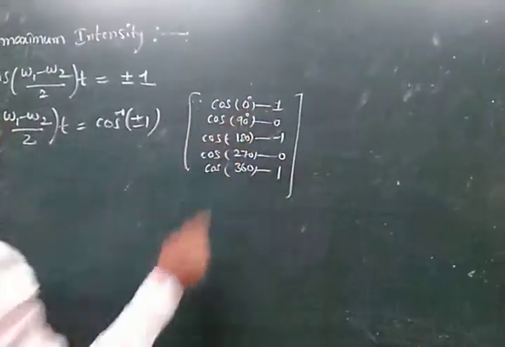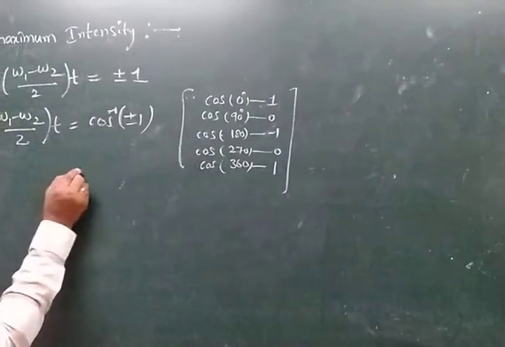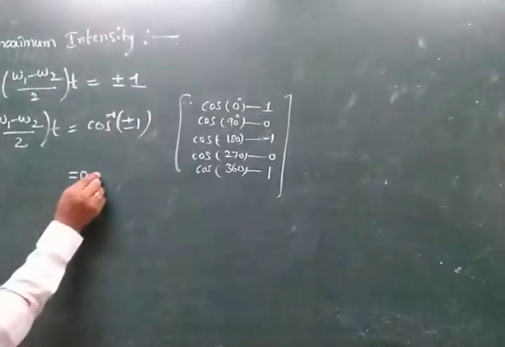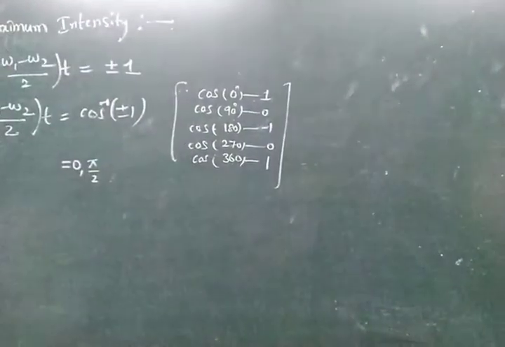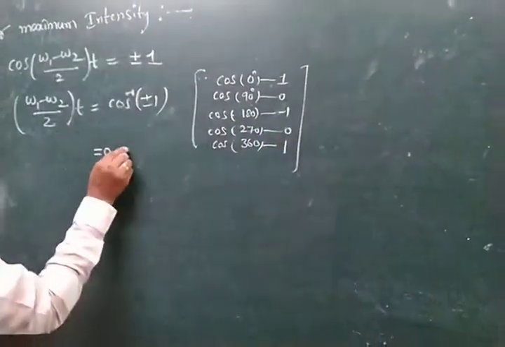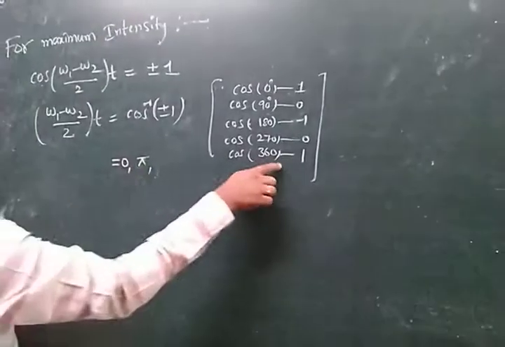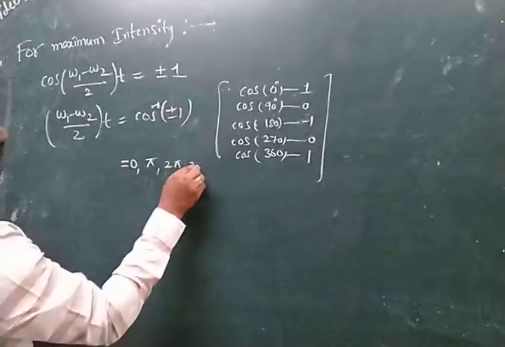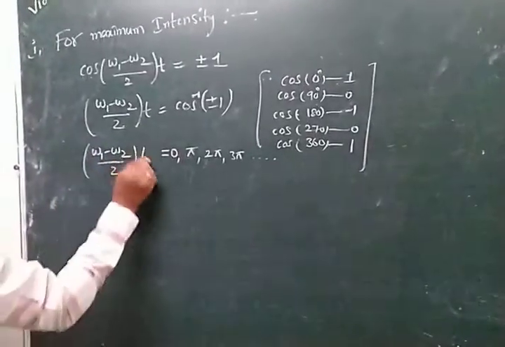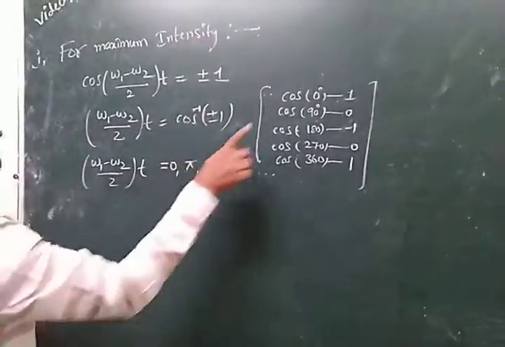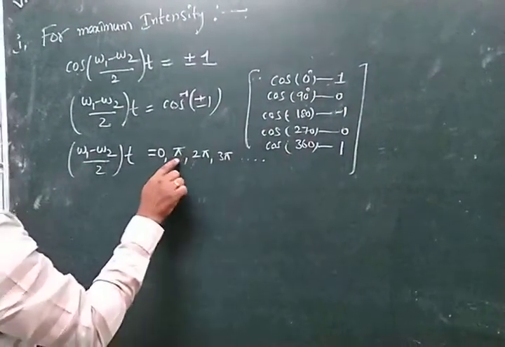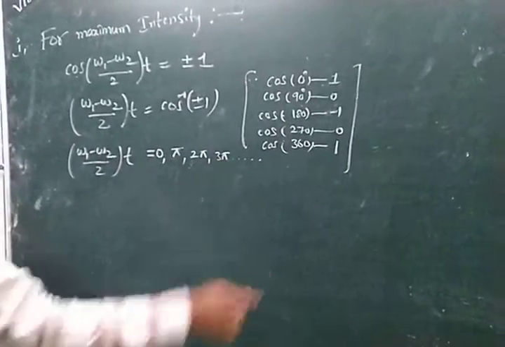Cos 0 is 1. Whenever the cos is plus 1, the angle is 0. Next, 90 is nothing but pi by 2. Again, minus 1 is at 180, and 180 is nothing but pi. Next, 360 is nothing but 2 pi, and then 3 pi and so on. So this is (omega 1 minus omega 2) by 2 into t, because the cos is 1 or minus 1 at 0, 180, 360: 0 is 0, 180 is pi, 360 is 2 pi, and the remaining are 3 pi and so on.